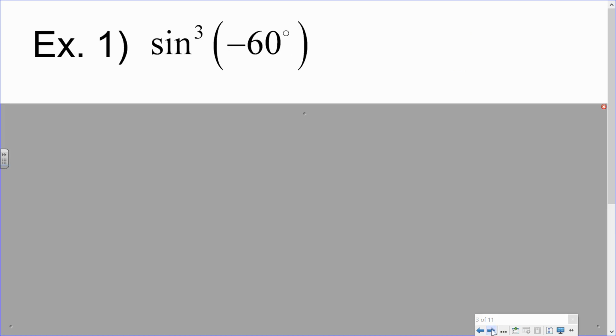So we might get something like this. The sine cubed of -60. That means we need to figure out what is the sine of -60. And after we know that answer, cube it. So -60, which quadrant, everybody? Fourth. So we come down here.